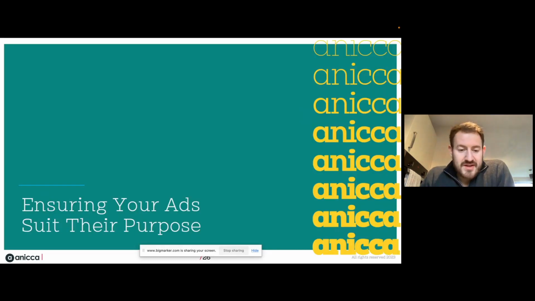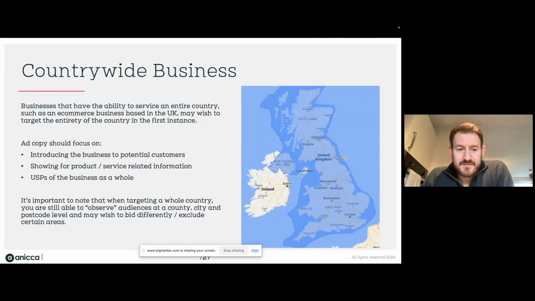Moving on to ensuring your ads suit their purpose. Firstly, we've got some use cases here, basically. We're going to talk through a few different ways that particular types of business might use the different types of targeting and how you can ensure that your ads are best suited to target the people within the different locations that you're targeting. So businesses that have the ability to service the entirety of a country, such as an e-commerce business that's based in the UK and can post their products to anywhere in the UK.